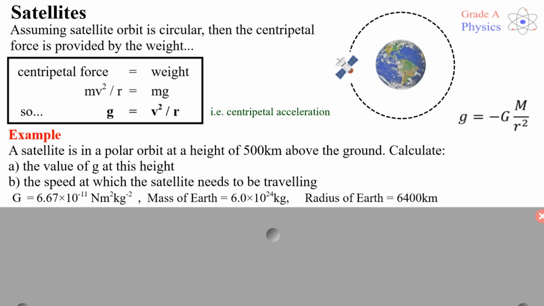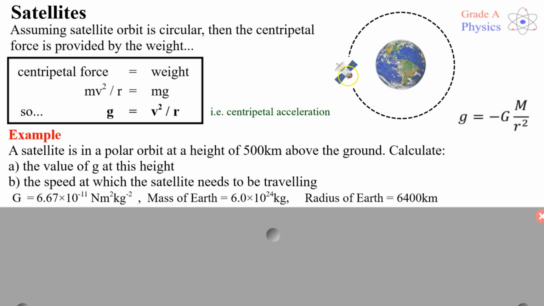The final thing to consider in this lesson is satellites. Now, we will talk about satellites in more detail in future lessons. So the first thing that we would consider is that we assume that the orbit is circular. Now, it probably is elliptical, but we assume that this is moving in a circular path.